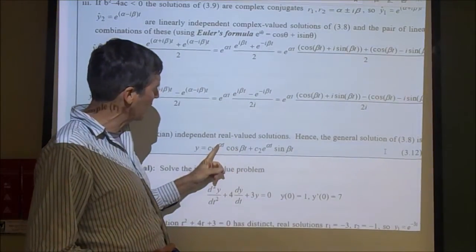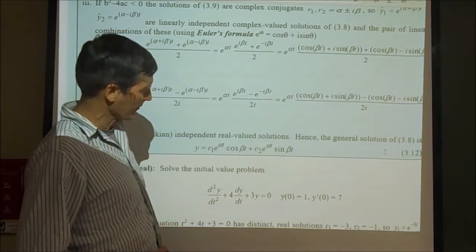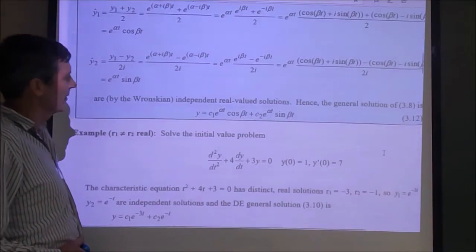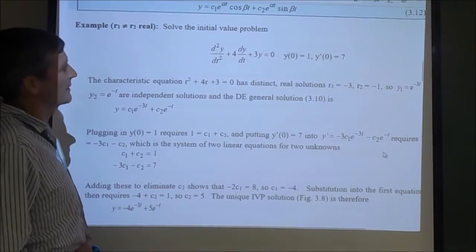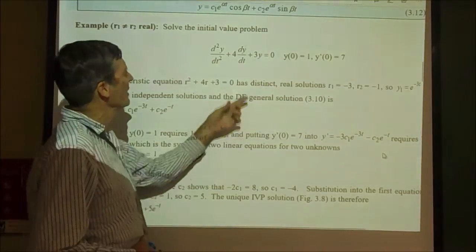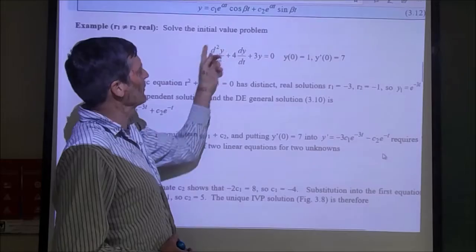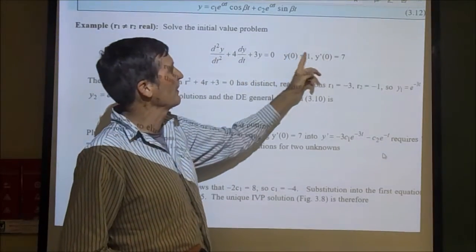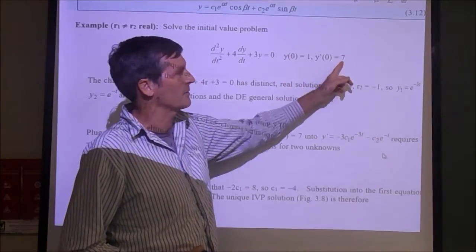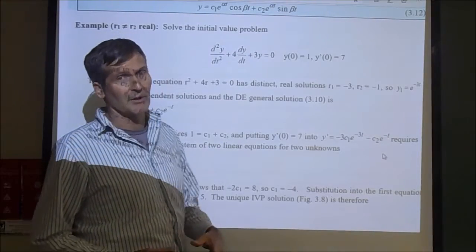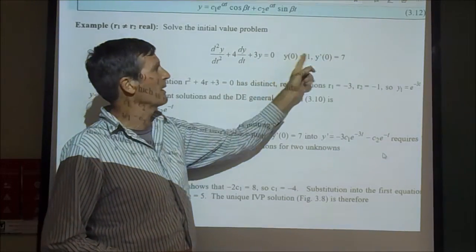In other words, you get alpha plus i beta as a solution by the quadratic formula. Let's write some examples down. This will make more sense. Here's an initial value problem, a differential equation together with two initial values, that y of 0 is 1 and y prime of 0 is 7. So we're going to solve the differential equation by this method, and then we're going to plug in these values.